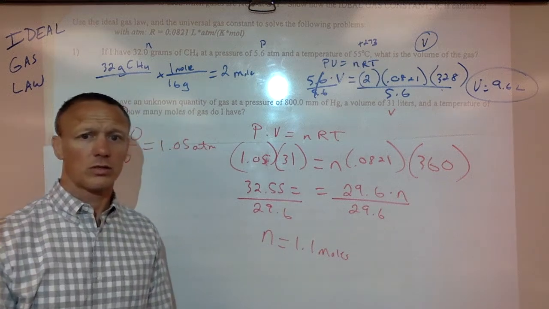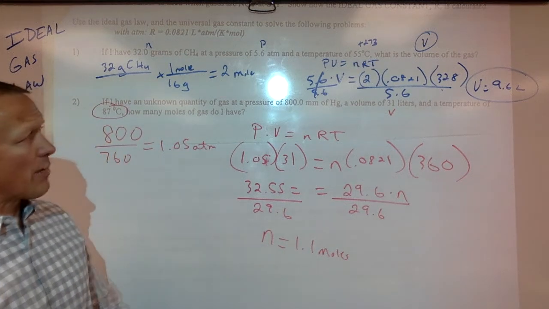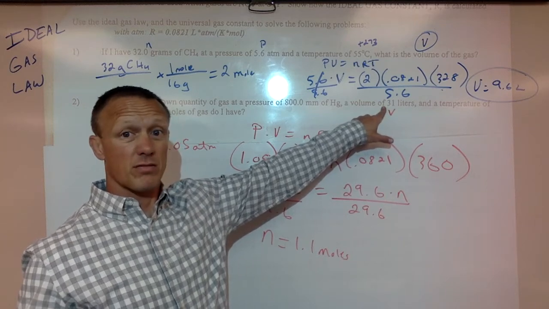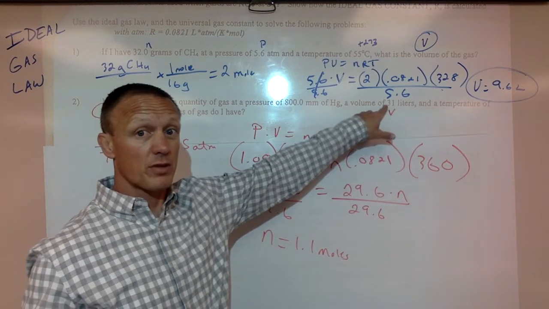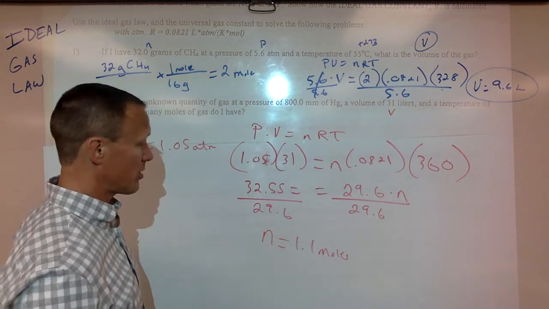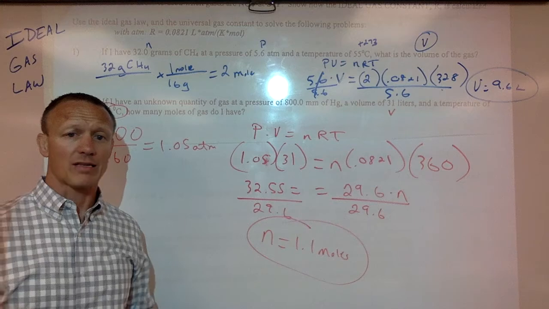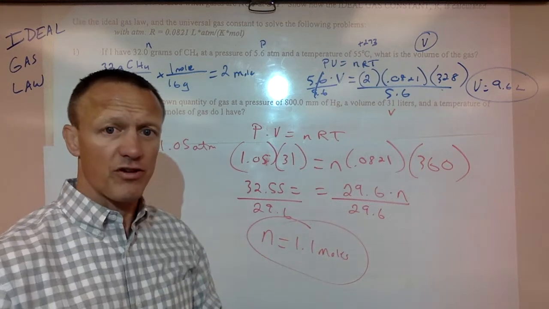1.1 moles. I was thinking it'd be a little bit more than that, but remember 22.4 liters is a mole at STP. We're at a different temperature, so it's pretty close to 1 mole. Now, if it asked you the number of grams, you could multiply by the mass from the periodic table, if you knew what the gas was.